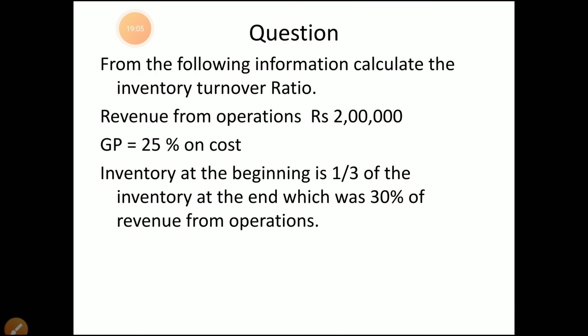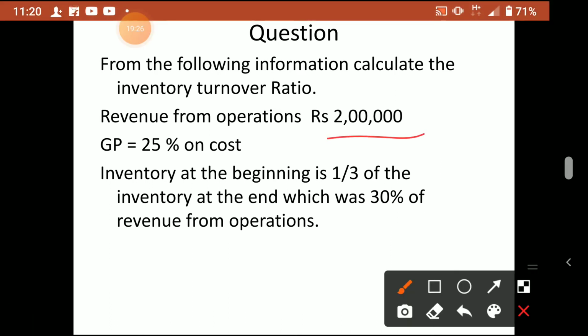Now another question we'll discuss. From the following information, calculate the inventory turnover ratio. Here the question is a little different. What they are saying is revenue from operations is 2 lakh. So revenue from operations is given as 2 lakh. Gross profit is 25% on cost. So 25% on cost is given as gross profit.